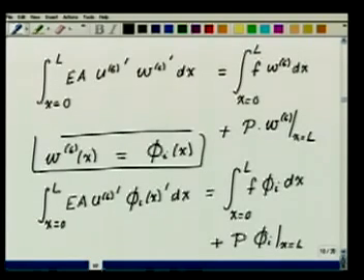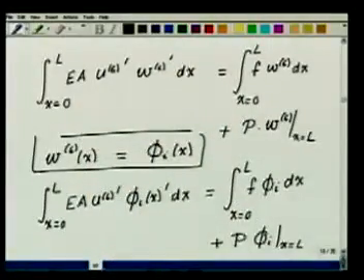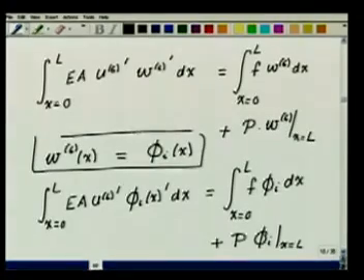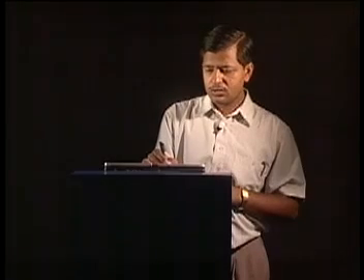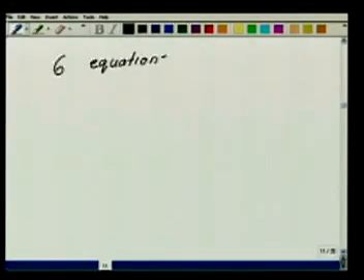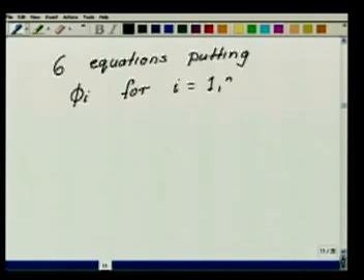So this way we can choose w6 equal to phi1, put it in this expression, and we'll get one equation. Put w6 equal to phi2, put it in this expression, and we get the second equation. And so on, we can get 6 equations by putting phi i in the expression for i equal to 1, 2 up to 6.